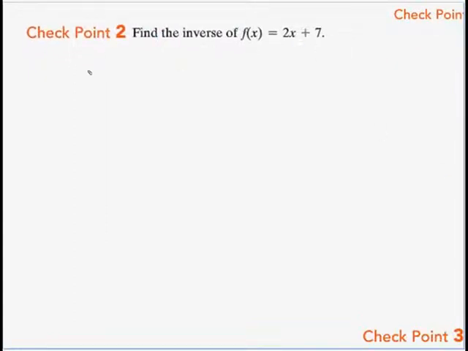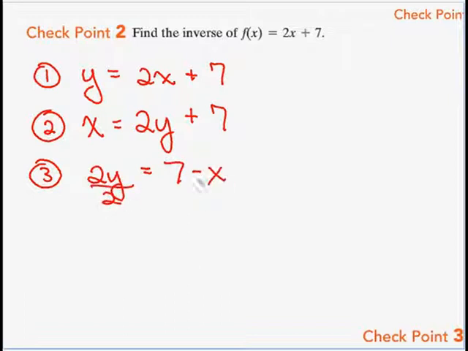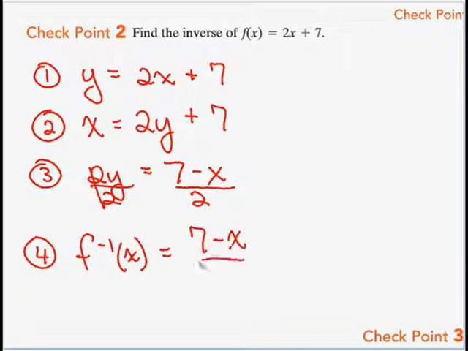Here's a function, find the inverse. All right. Step 1, replace f of x with y. Step 2, switch the variables. x equals 2y plus 7. Step 3, solve for y. So, see, I'm going to subtract x from both sides. And now divide by 2. I'll replace y with f inverse. f inverse of x equals 7 minus x, all divided by 2.